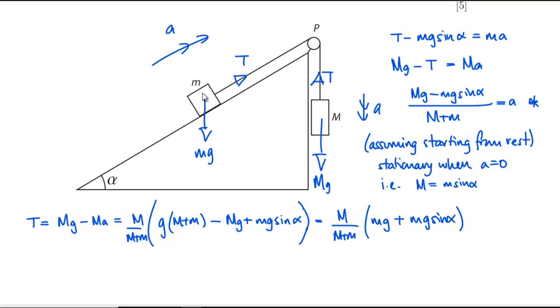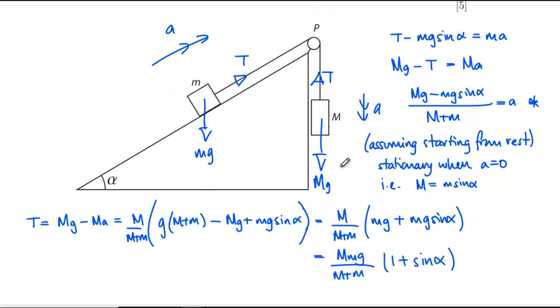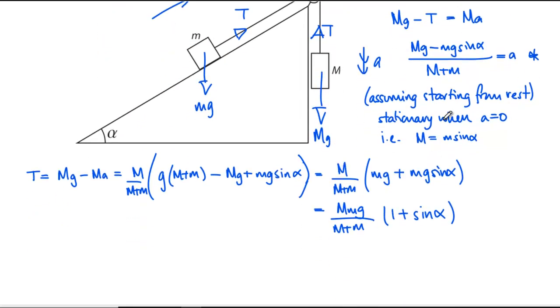Okay, so we've got big M, little m, g, divided by M plus m, multiplied by 1 plus sine alpha. Cool. So is that everything they wanted? So we've got T, we've got a, and we've got the condition for the system to be stationary. So yes, we've done all the bits there.